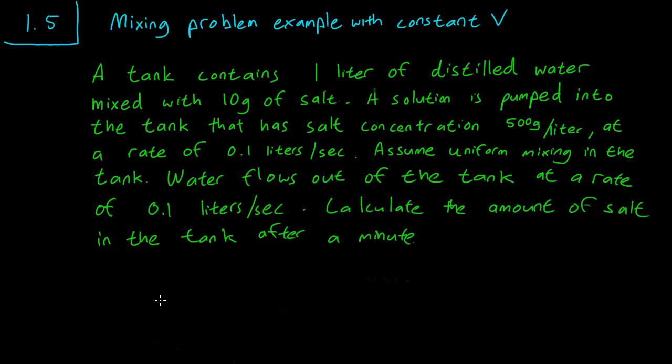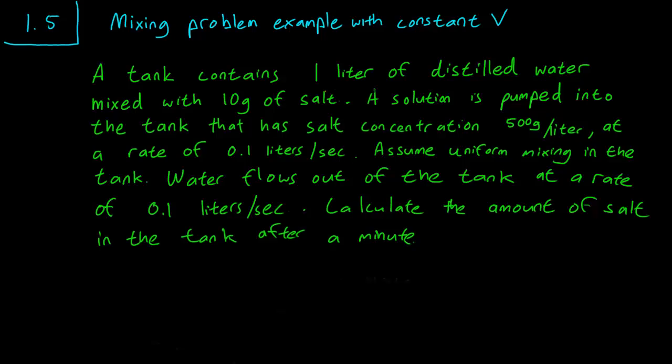Hello class, this is chapter 1.5, and for this video we are going to work through a mixing problem example that has constant volume. So let's look at the problem. We have a water tank that contains 1 liter of distilled water mixed with 10 grams of salt. A solution is pumped into the tank that has a salt concentration of 500 grams per liter at a rate of 0.1 liters per second.